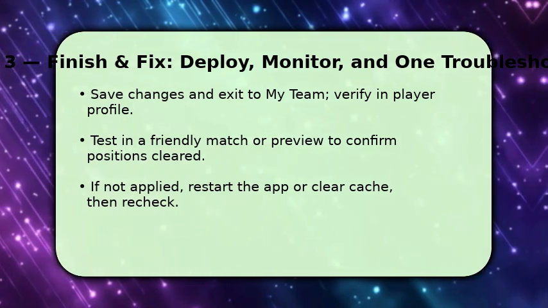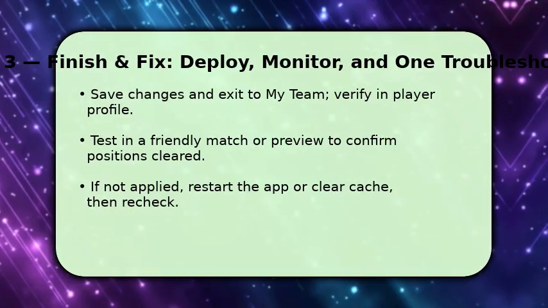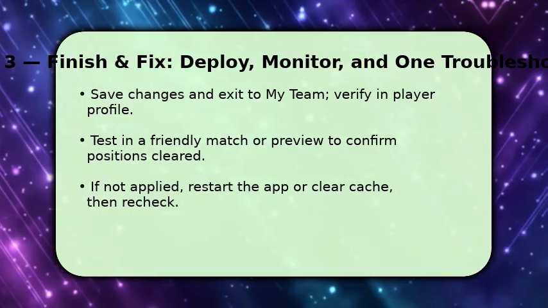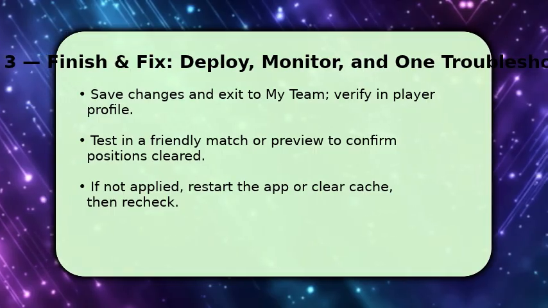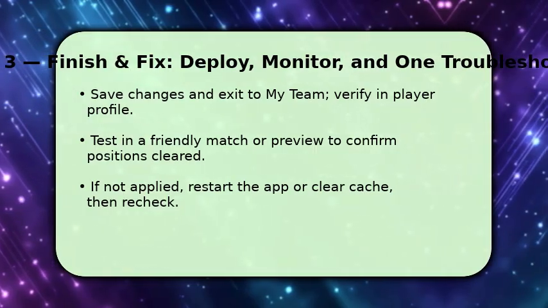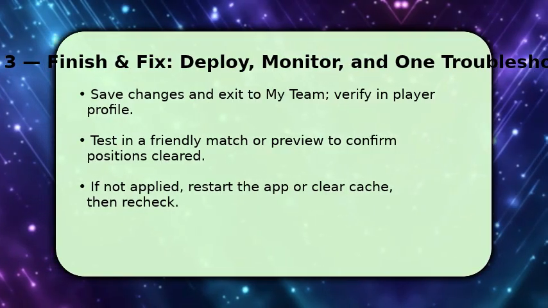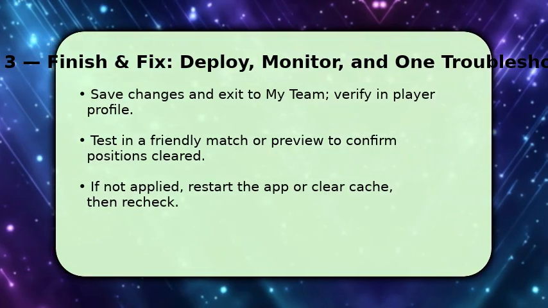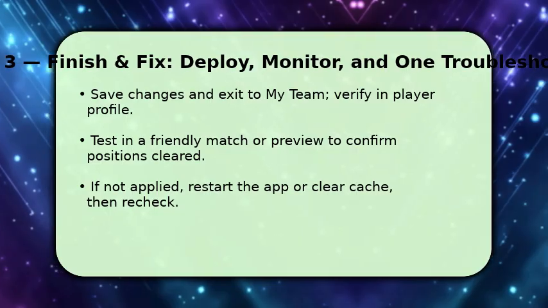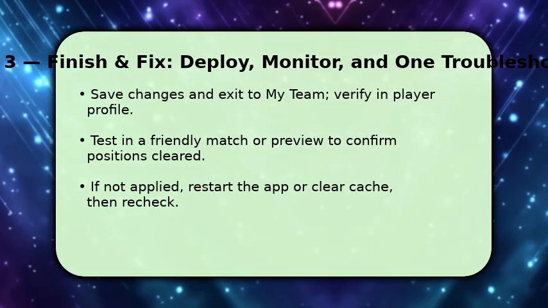Once done, run a friendly match or preview lineup to confirm the player no longer trains or appears in the removed roles. If the changes didn't stick, make sure to restart the app, and if needed, clear the game cache. This often forces settings to refresh. If issues persist, check for linked squads or youth squads that auto-sync and repeat the removal there.